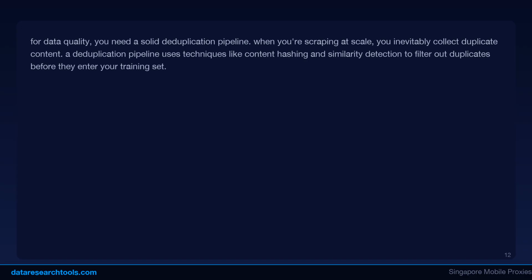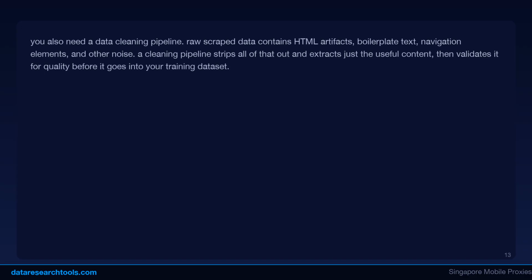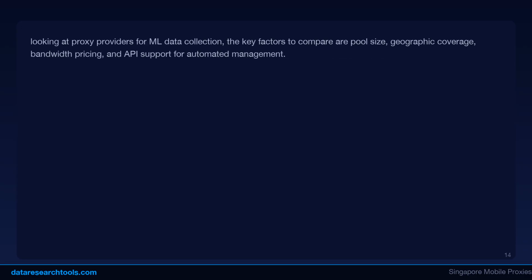Now let's look at specific ML data collection use cases. For text corpora collection, training large language models requires diverse text from many sources. The approach involves collecting URLs from search engines using datacenter proxies, then extracting article text using residential proxies for news sites and protected content, storing raw text with metadata, including source URL, collection date, and language, and deduplicating across sources to ensure dataset quality.